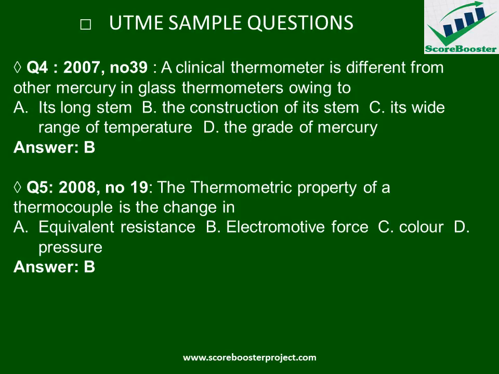Then the last question here comes from 2008, number 19, and the question goes thus: the thermometric property of a thermocouple is a change in dash. Option A says equivalent resistance, option B says electromotive force, option C says color, while option D says pressure. So the correct answer here is option B, which is electromotive force.